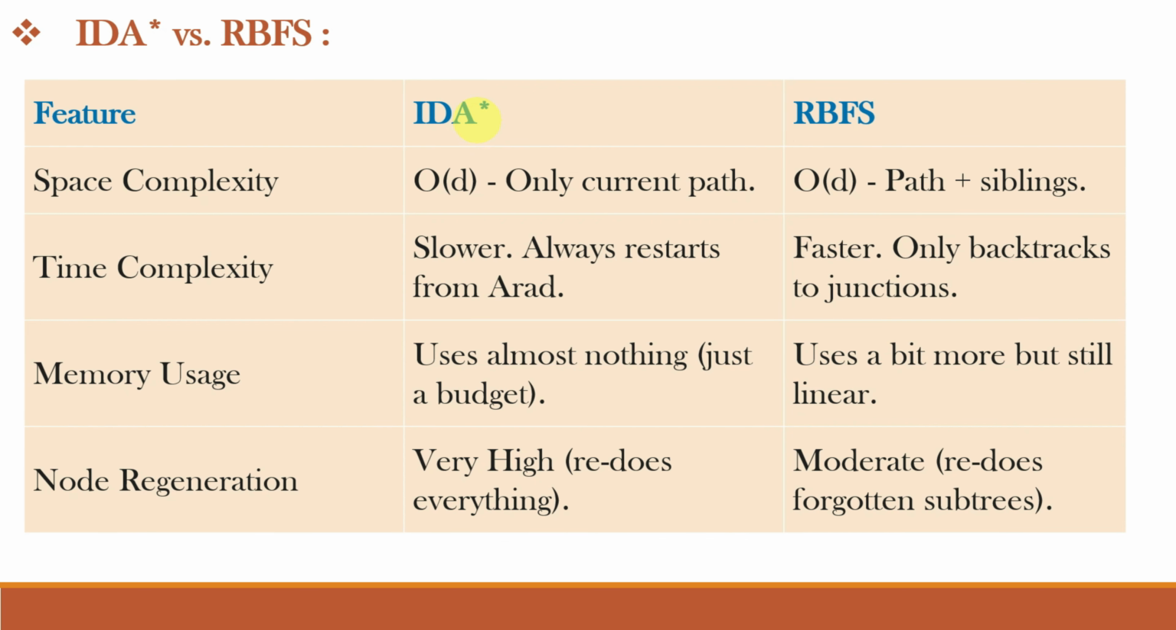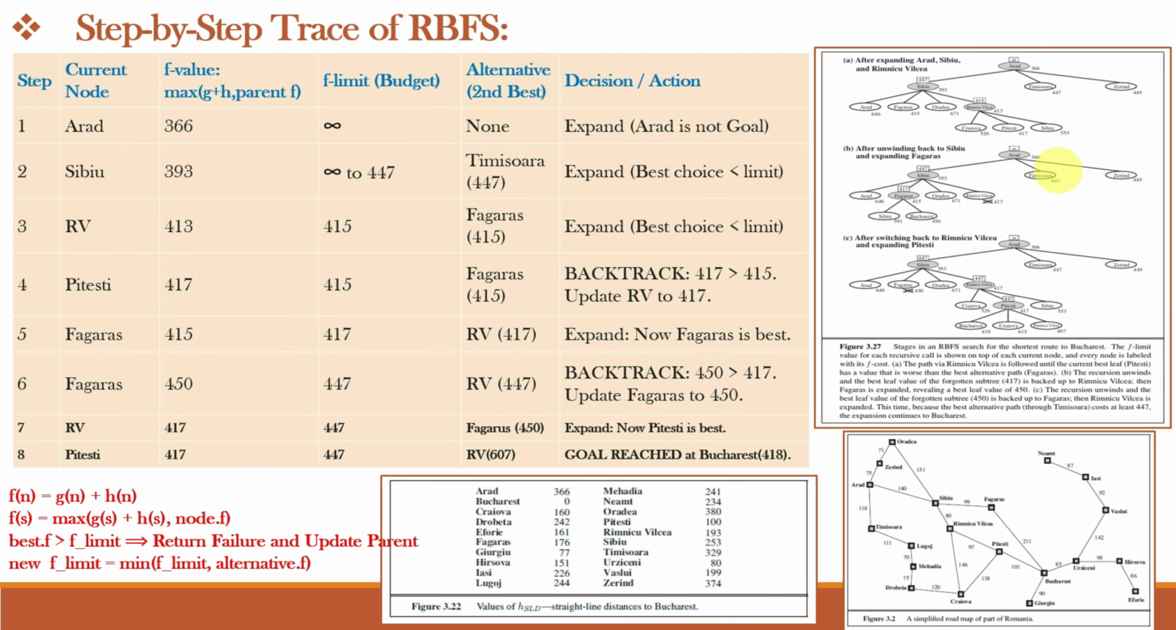Okay. Now let us compare IDA star and RBFS. Both are very good at memory and will not crash our computer memory. But IDA star is like a student who restarts the whole book every time he hits a hard page, while RBFS is like a student who just goes back to the previous chapter to check some important note. So RBFS is generally faster because it does not restart from Arad every time, but it can flicker, that is, jump back and forth if the costs are very similar. Now let us implement this example of RBFS in Python.